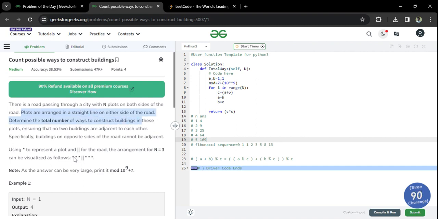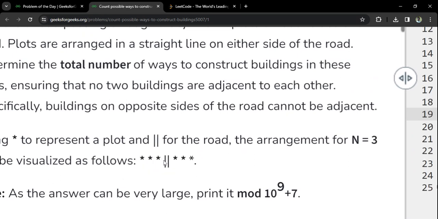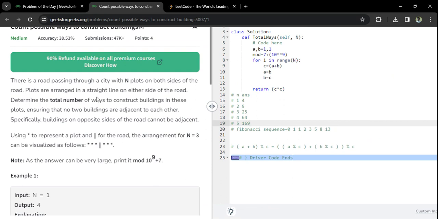As you can see, it will look like this. Let me zoom in. This star represents the plots, and the parallel line represents the road. That is the idea. Determine the total number of ways to construct buildings in these plots. So that's what we have to do.